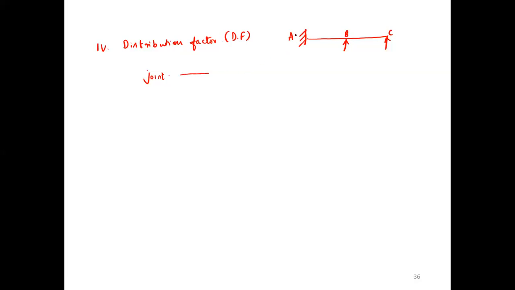See, please remember, the distribution factor at a fixed end is 0. What is the distribution factor at a fixed end? The distribution factor at a fixed end is 0. Write down these points. Distribution factor at fixed end is 0.